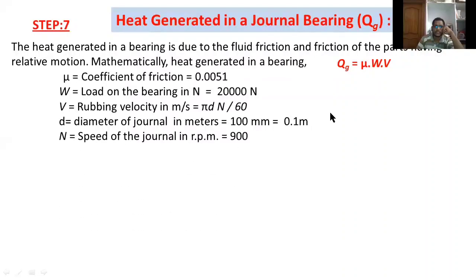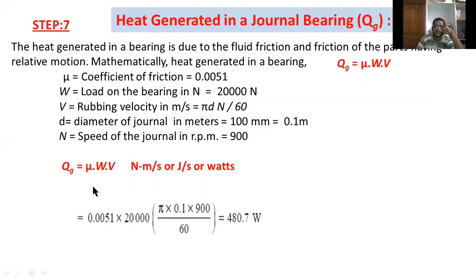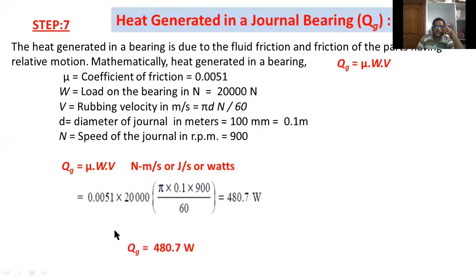Now speed is 900 rpm. So by substituting these values in this formula, you can get the value of Qz equal to 480.7 watts. Okay, this is the answer for the amount of heat generated due to the coefficient of friction.